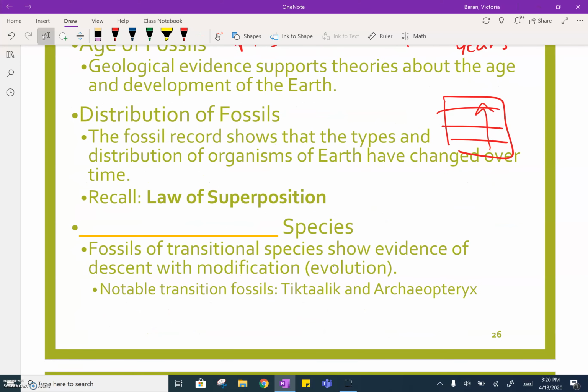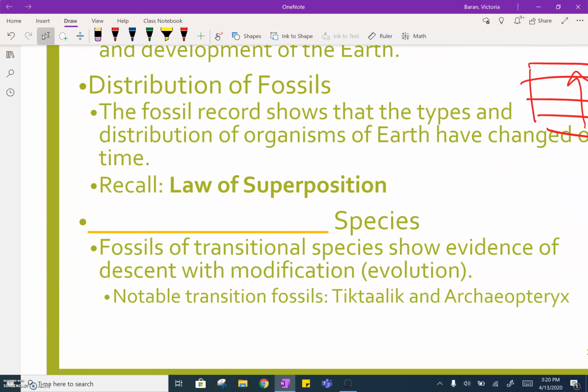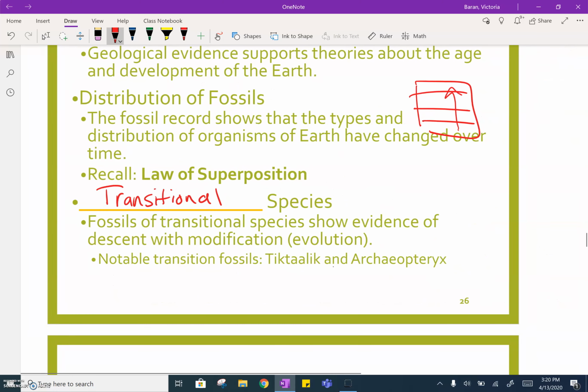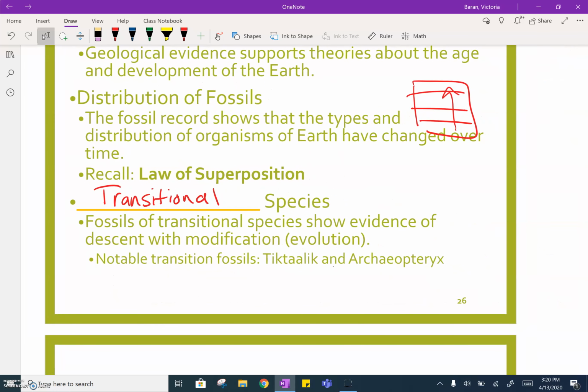Now, one thing that I think is super cool is what we call transitional species. Now, we have found what we call transition fossils, which show evidence of a descendant with modification and shows evolution. So these fossils that I'm going to talk about are something that links and is a common ancestor between 2 types of organisms. So I'm going to talk about Tiktaalik and Archaeopteryx.